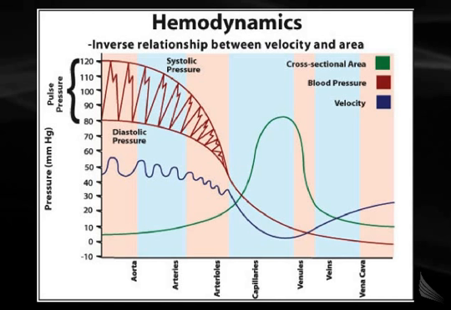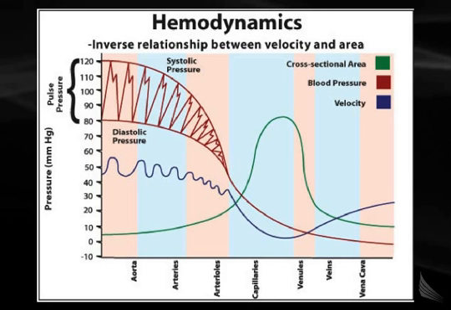This next graph, entitled Hemodynamics, shows the inverse relationship between velocity and area. In the aorta, you have a high pressure, a high systolic pressure, and a high diastolic pressure, and a low cross-sectional area. As the blood travels from the aorta to the arteries, to the arterioles, and the capillaries, the total cross-sectional area increases greatly. This is because you have many more capillaries in your body than you do large arteries, even though the diameter of those capillaries is much smaller than that of the aorta.